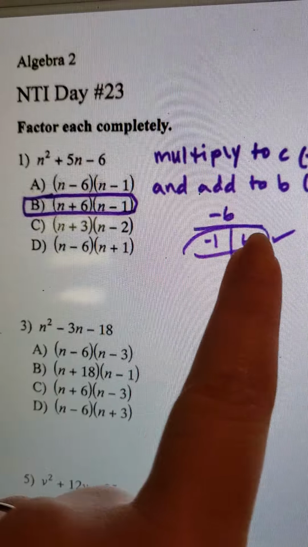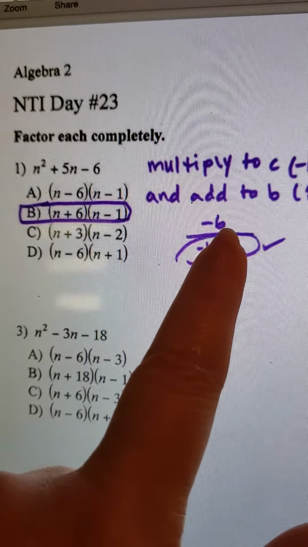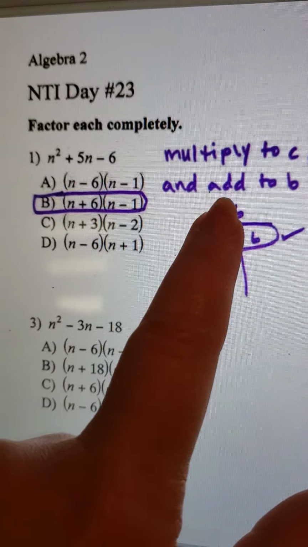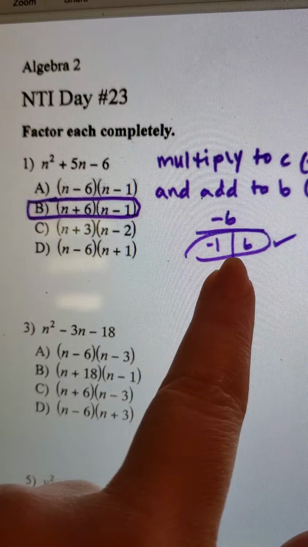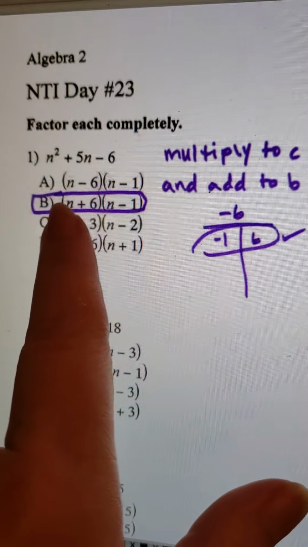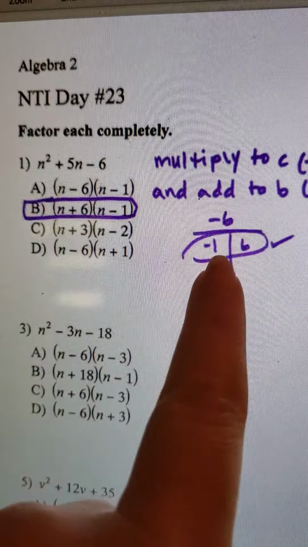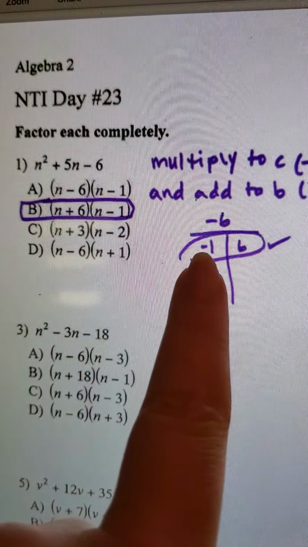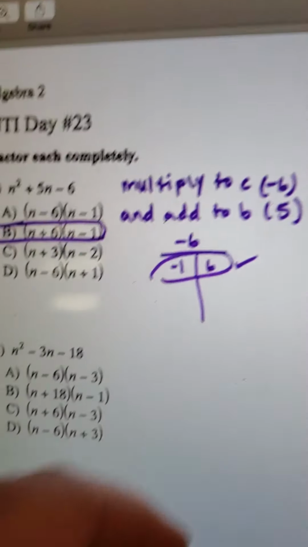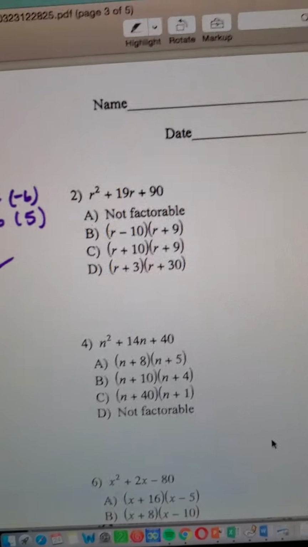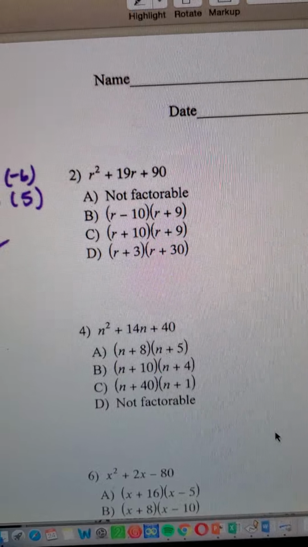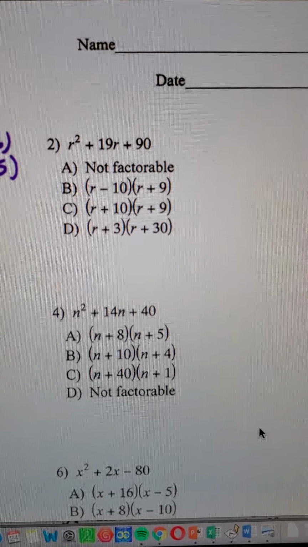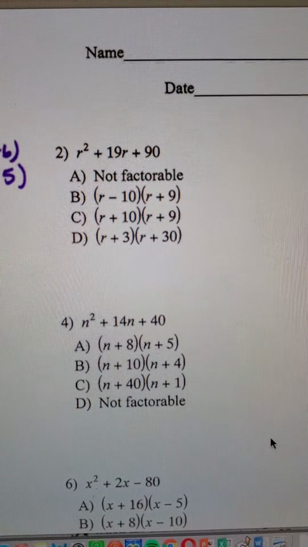So -1 times 6 gives me -6. And then when I check the addition, -1 plus 6, I do get that +5. So I would write my factor in +6 because 6 was the positive number, and in -1 because 1 was the negative number.